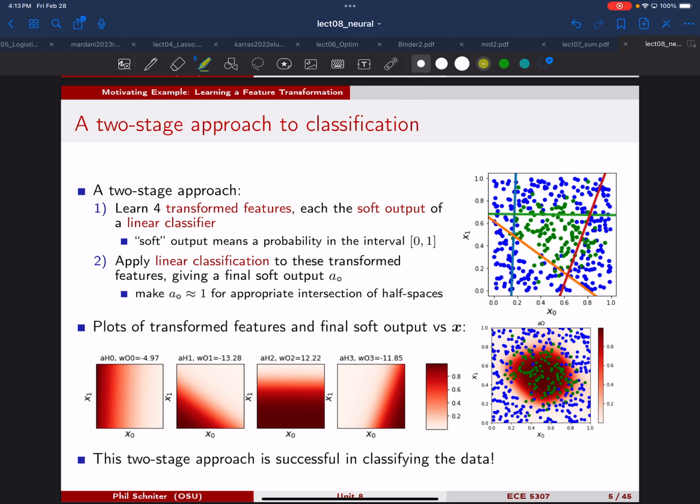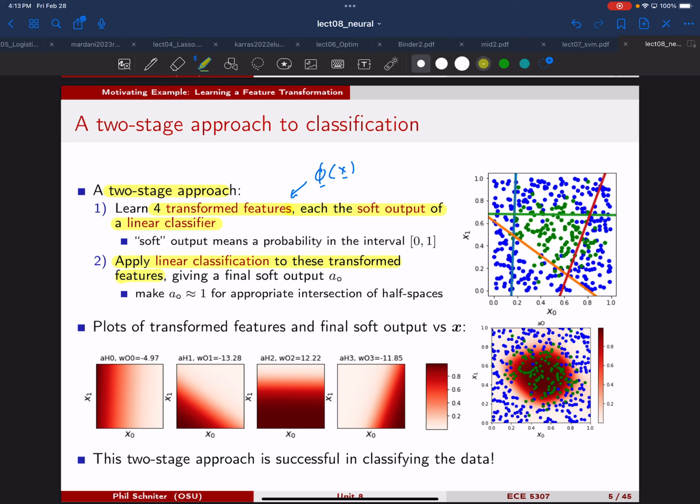Let's be a little more specific about how we're going to construct and learn that transformation phi. This is just one way of doing it, and there are other ways, but it is essentially maybe the most common way. It works in two stages. In the first stage, we're going to learn, in this case, 4 transformed features, and each one of them will be the soft output of a linear classifier. Then, given those transformed features, which are like our phi of x, we're going to apply linear classification to give a final soft output.